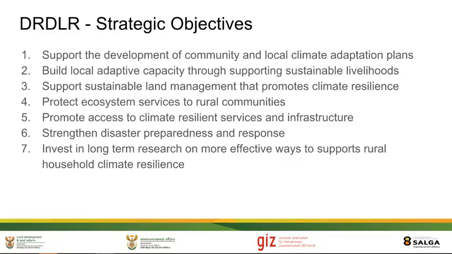Protecting ecosystem services to rural communities. Promoting access to climate-resilient services and infrastructure to minimize vulnerability of rural communities to the impacts of climate change. Strengthening disaster preparedness and response to climate change-related disasters, and investing in long-term research to inform planning processes and develop effective and appropriate adaptation responses to support rural household climate resilience.